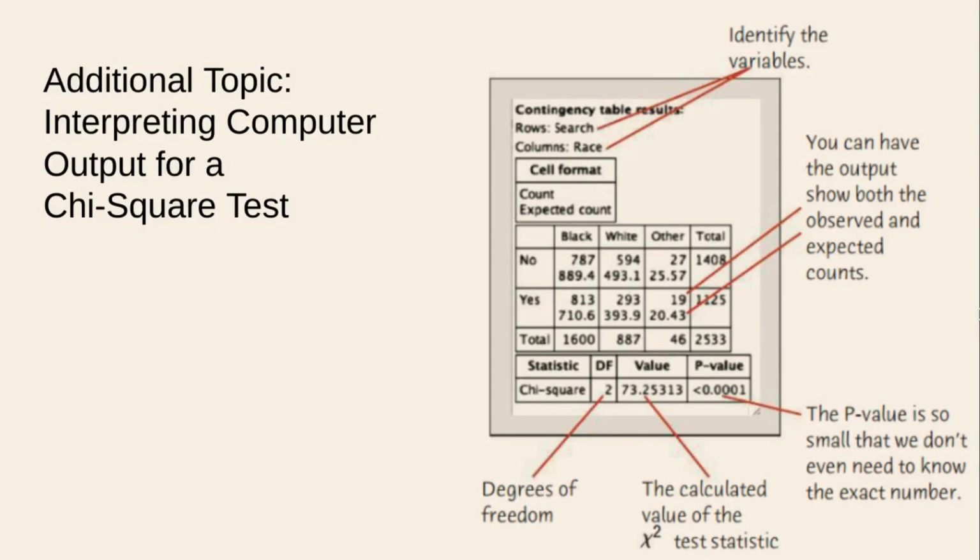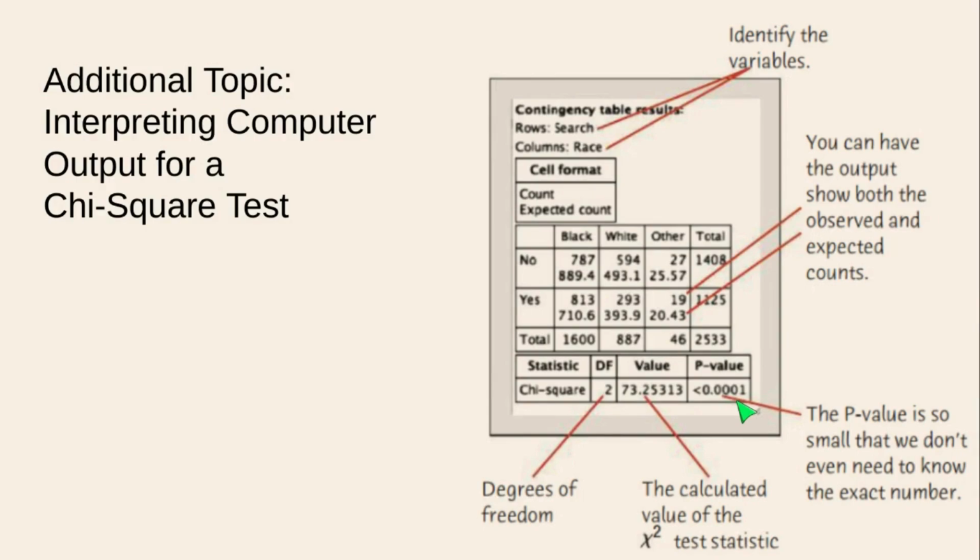So we have the variables. We have the variable of a search, whether yes or no, and the race of the individual, black, white, or other. You can see that in the table down here. So the degrees of freedom would be 2, which makes sense. I'll let you think about why that's true. We see our chi-square test statistic, which we've been talking about a lot over the past few minutes, and the p-value being very small.